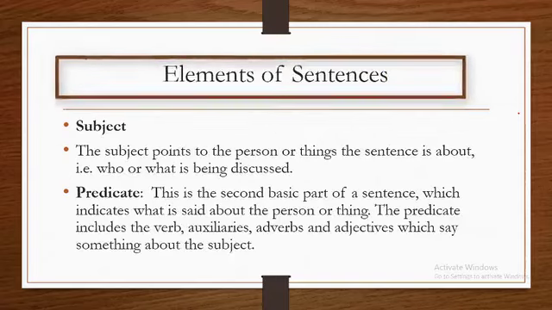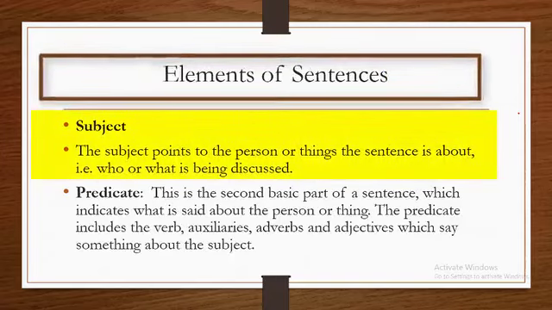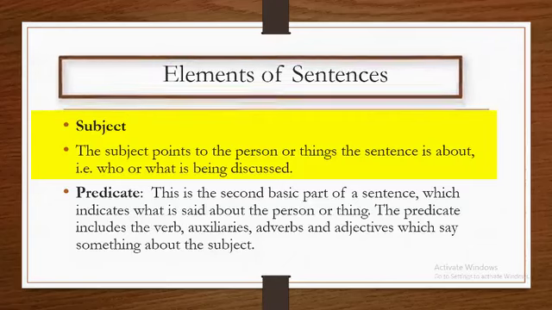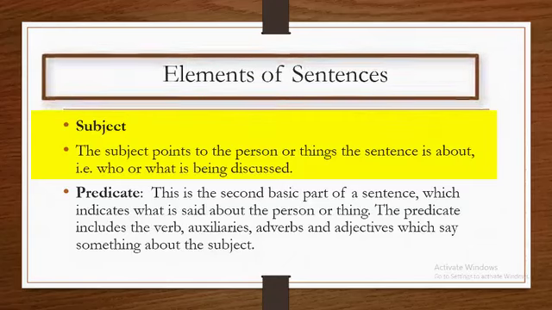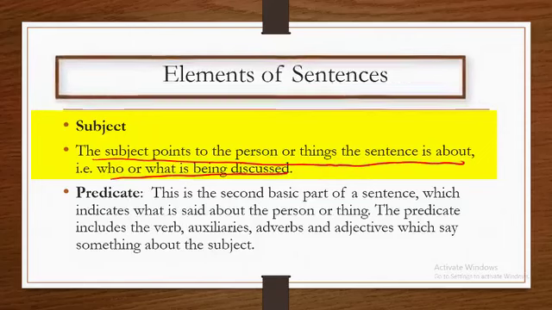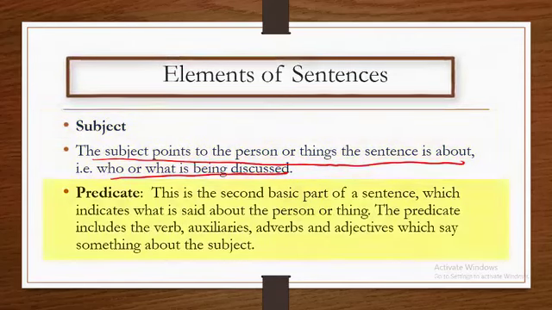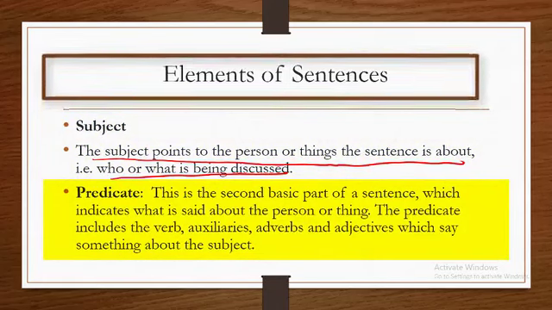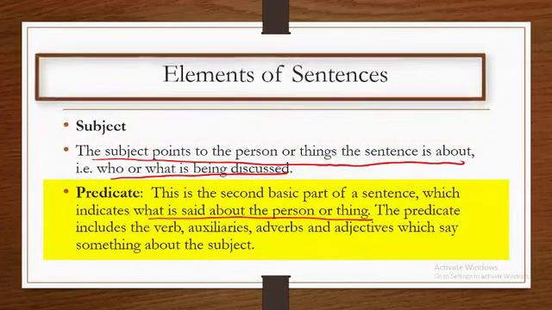So, the elements of a sentence: we have what we call the subject. The subject points to the person or what is being discussed in a sentence. So how do you identify the subject in a sentence? We ask the question who or what is being discussed. Then we have the predicate, which is the second basic part of a typical sentence. What is being said about the person is the predicate.